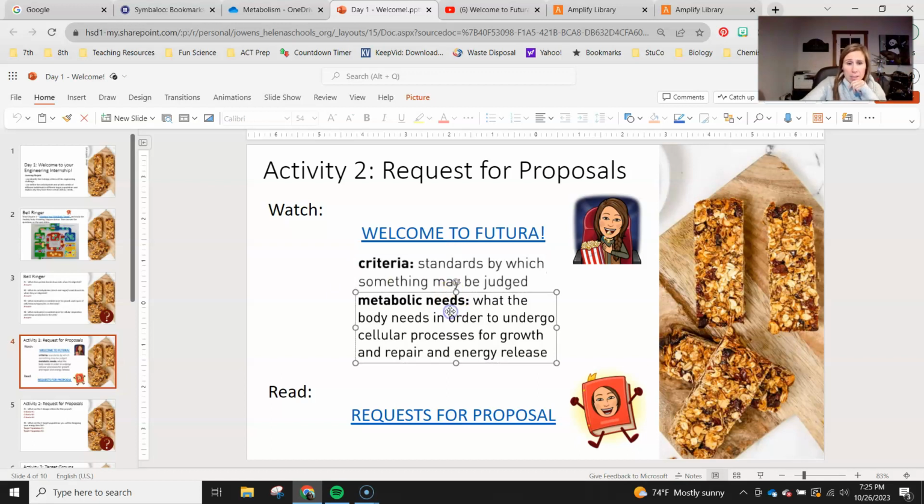Okay. Metabolic needs, again, you guys could have picked that up, or you should have picked that up in the article you read in the Bell Ringer. Metabolic needs are what the body needs in order to undergo cellular processes. So obviously we know cell respiration is a cellular process. So what do we need for cell respiration? Again, look back at your Bell Ringer if you're not sure. And then also for growth and repair. Okay, so how do we repair muscles? How do we repair basically anything in our body if we're injured or if we're just even working a lot and doing a lot of damage to our body? And then again, energy release. How do we get that energy to function and to also help us grow and repair?